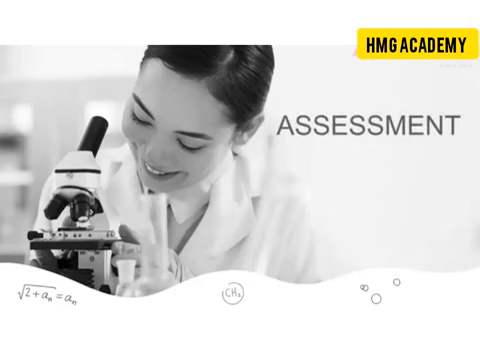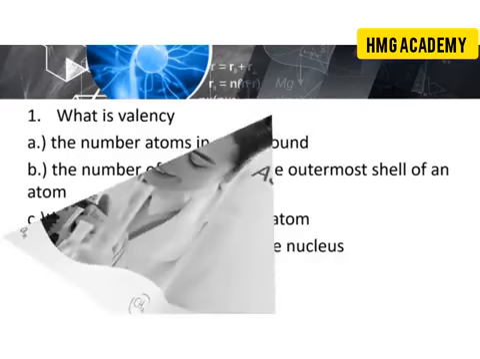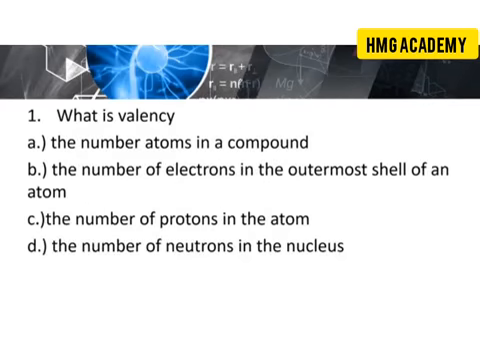And so, it's now time for us to take an assessment to see how far we have studied. Question number 1. What is valency? A. The number of atoms in a compound. B. The number of electrons in the outermost shell of an atom. C. The number of protons in the atom. D. The number of neutrons in the nucleus.